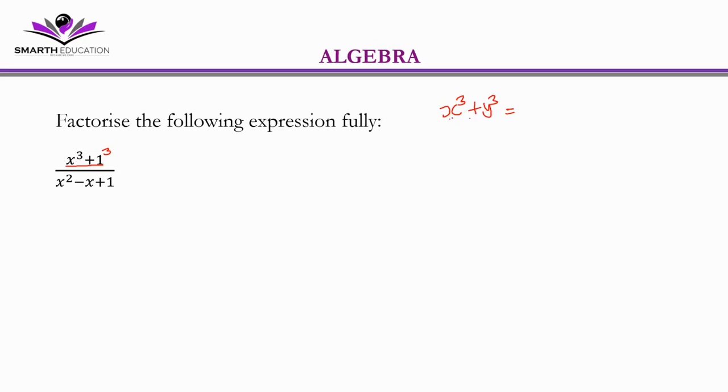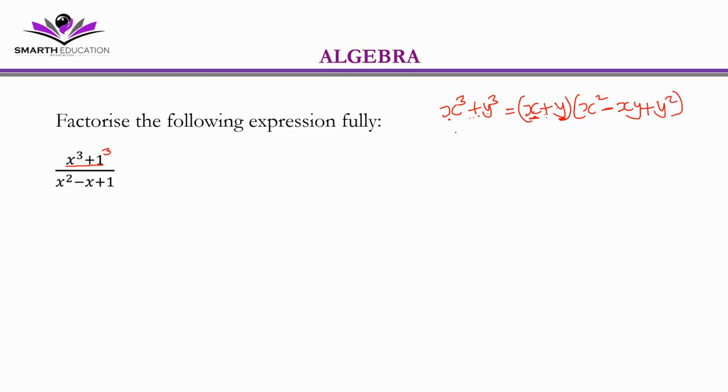We cube root x cubed and y cubed to form our first bracket, and then we maintain the sign. So the cube root of x cubed is x, the cube root of y cubed is y, and then plus. That's our first bracket. Then the second bracket, we look at the first bracket, we square the first term, which is x squared, change sign, now it's minus, and then we say first term times second term, x times y, which is xy, and then we square the last term, and it's always positive, so it's plus y squared.